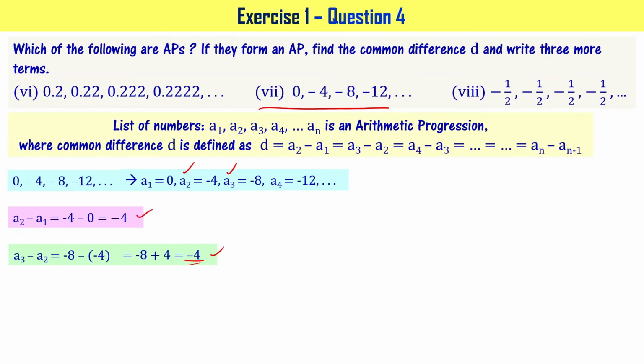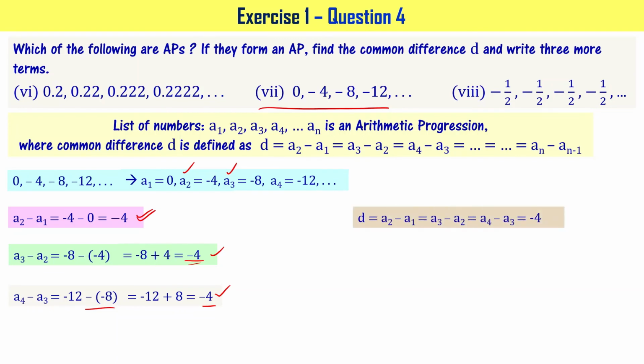The next one is A4 minus A3, that is minus 12 minus minus 8, that can be written as minus 12 plus 8, that is equal to minus 4, right? The difference between successive terms is the same. That's why it is called the fixed number or the common difference, right? D equal to minus 4. We can say that the difference between successive terms is a fixed number. You can say that the given list is an arithmetic progression, right?